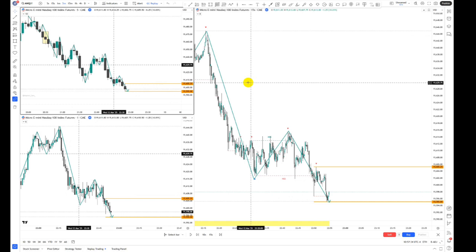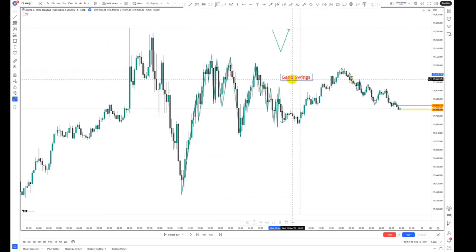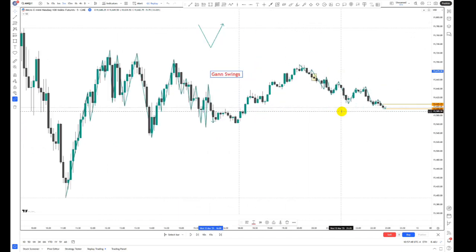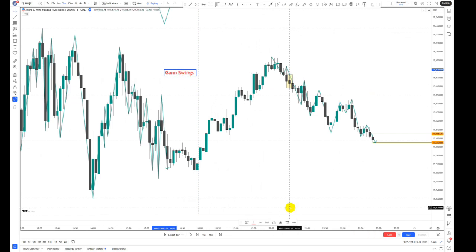So this one was the Gann way of counting the swings or finding the swings, which is rigid and based on the high and low of the candles. Now the second one that I'm going to show you is based on the close of the candles. It is 3 bars close of the candles. So in the other video, you can see that one.